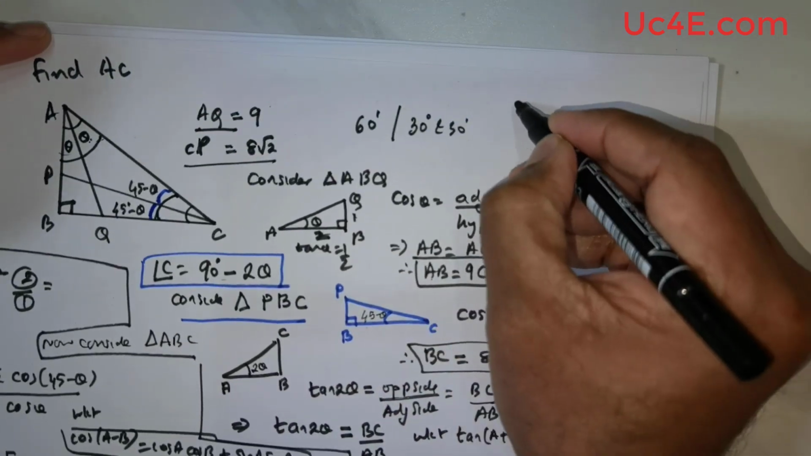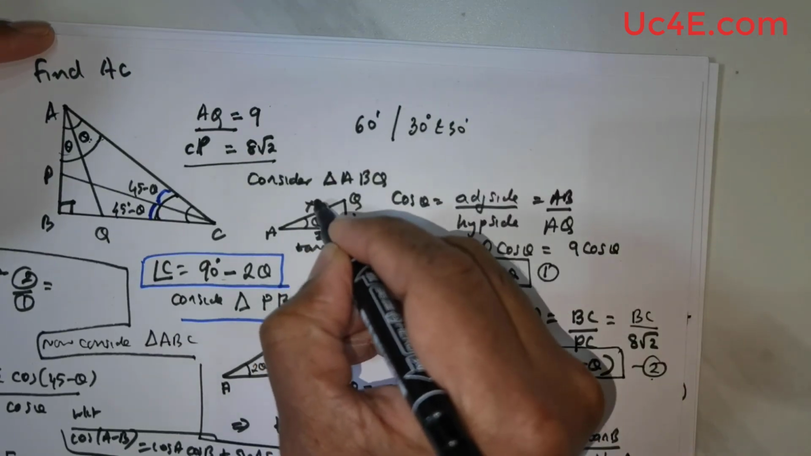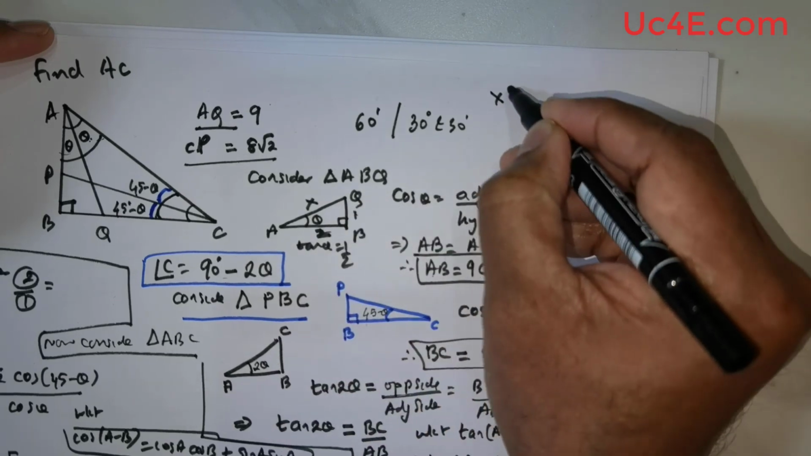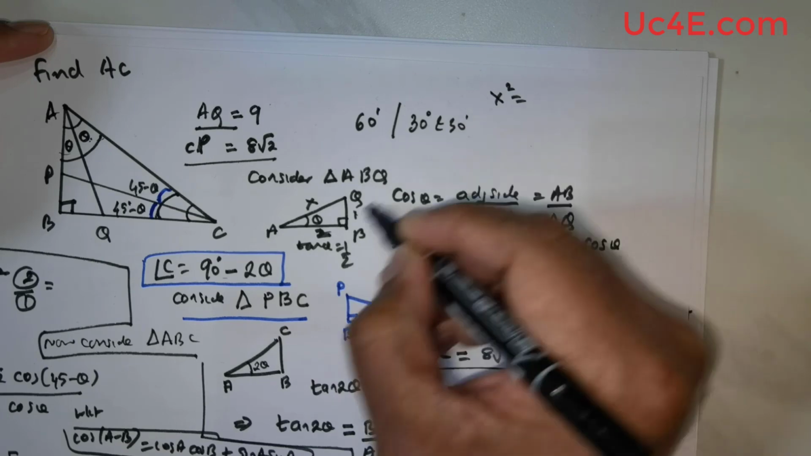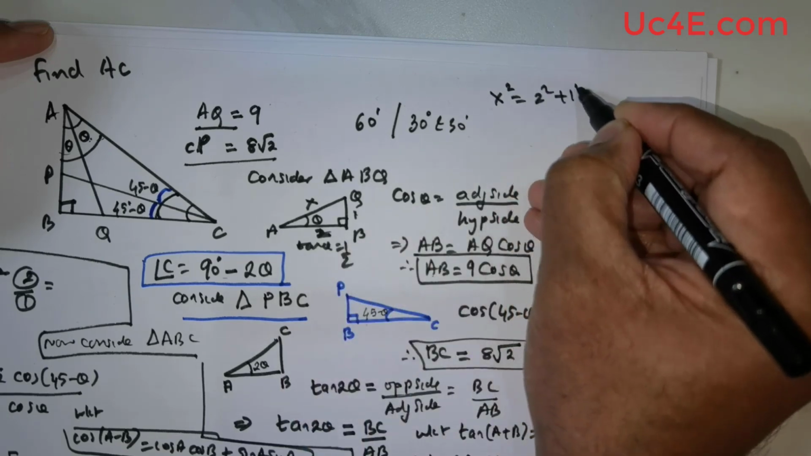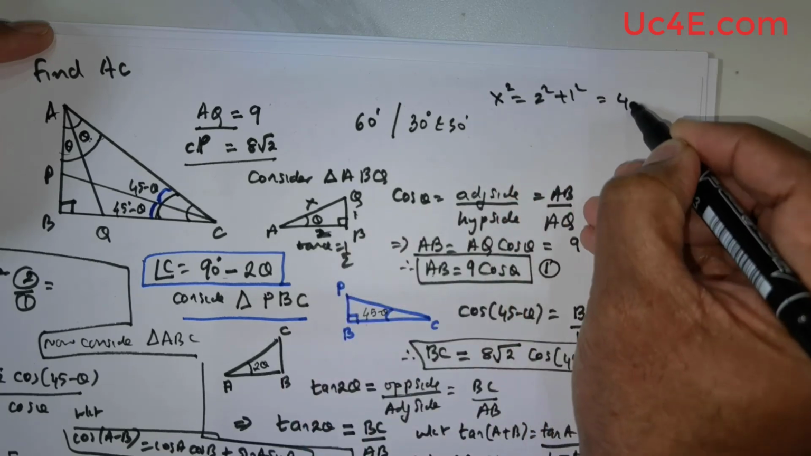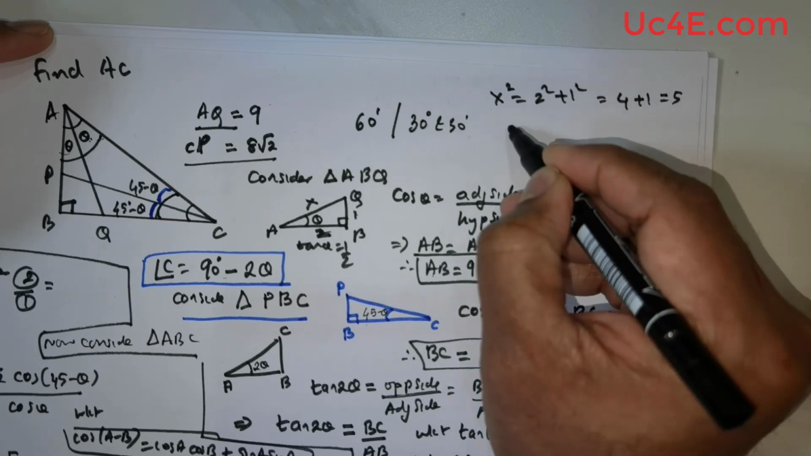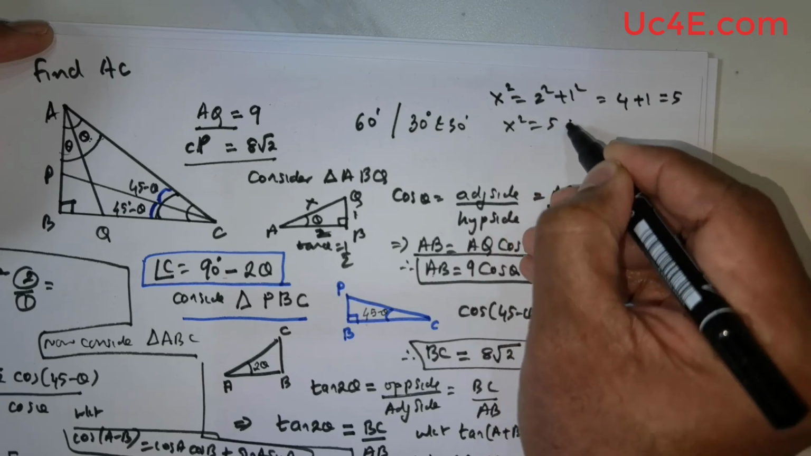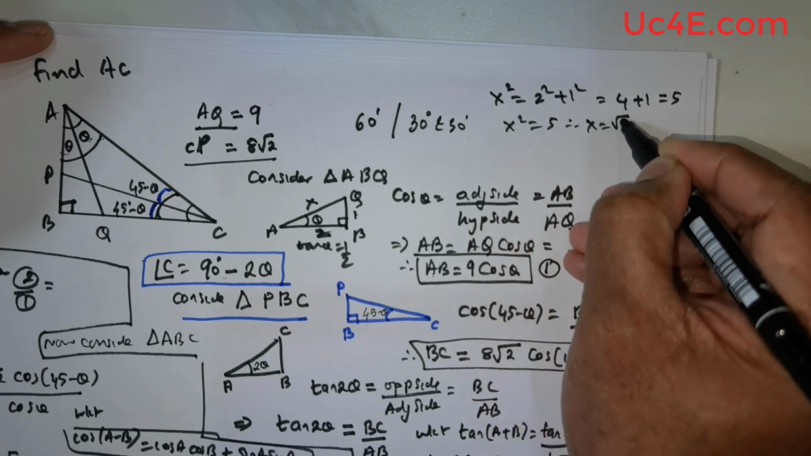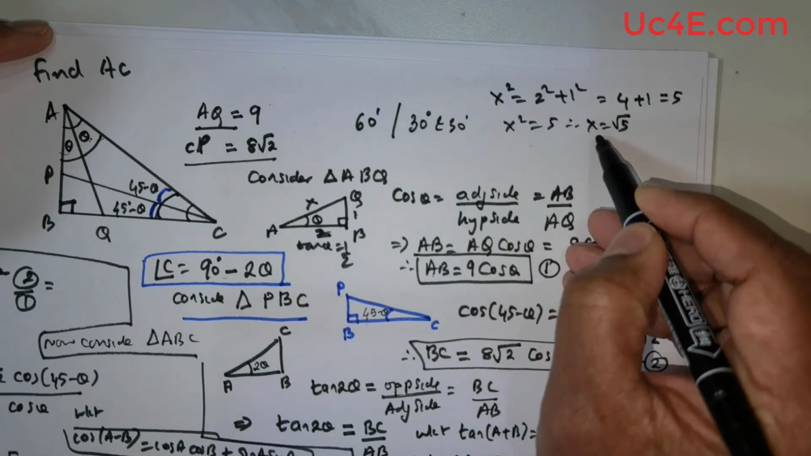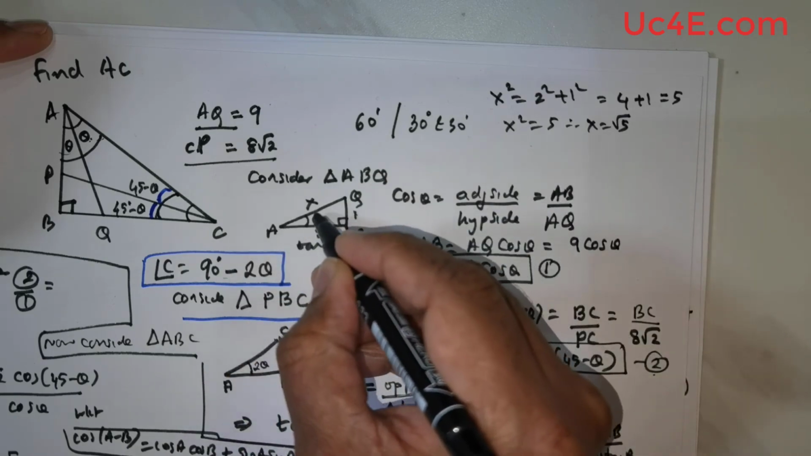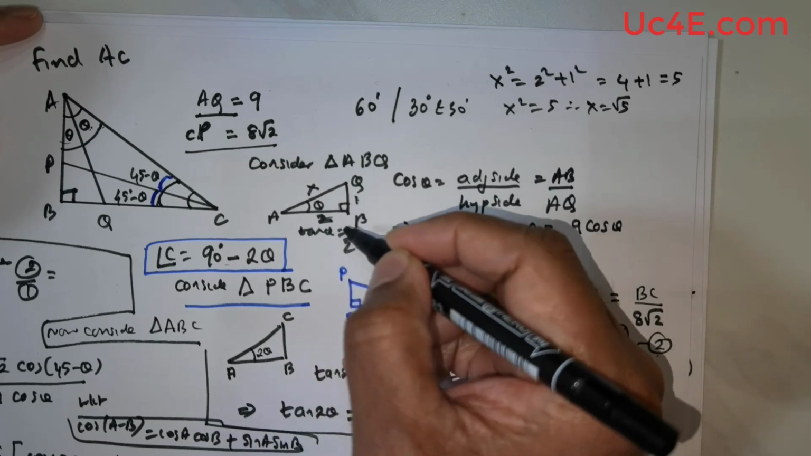So AQ is nothing but, if I were to take this as some x, so x squared is equal to 2 squared plus 1 squared. 2 squared is 4 plus 1, that's going to give me 5. So x squared is equal to 5. Therefore x is going to be root of 5. This is the value for AQ. So I've got AQ. Now once I get AQ, we can extract the value for sine.